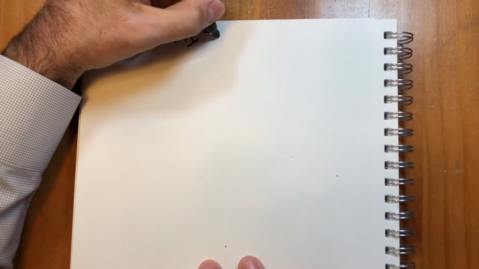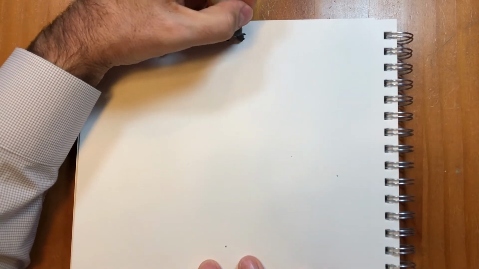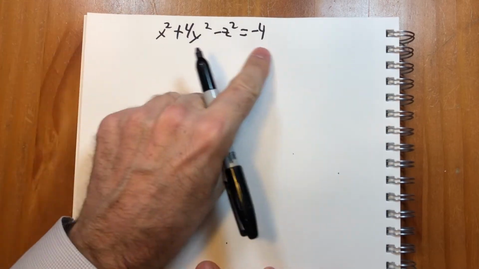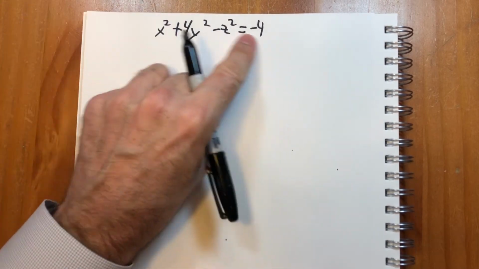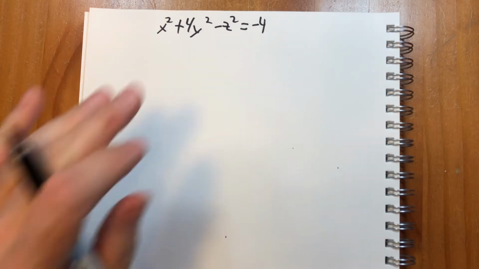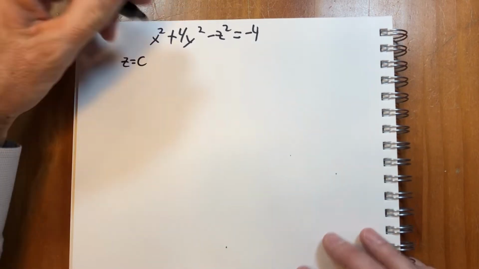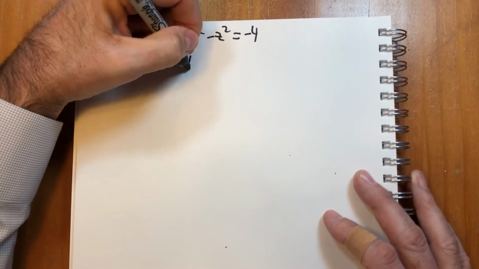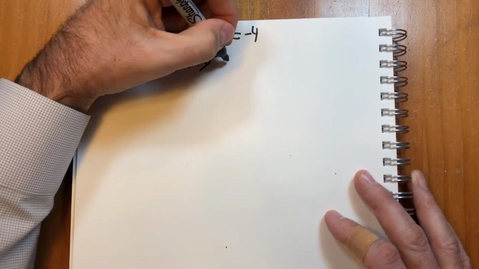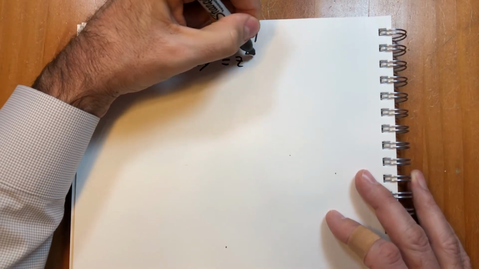What about x squared plus 4y squared minus z squared equals minus 4? Symmetrical in all three directions, nothing is missing. Again, this is an implicit function, so we'll take z equals c, and we have x squared plus 4y squared equals z squared minus 4.